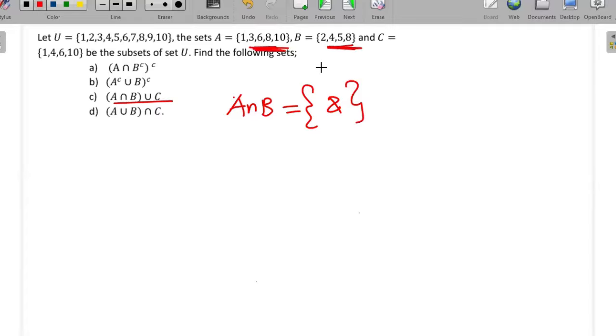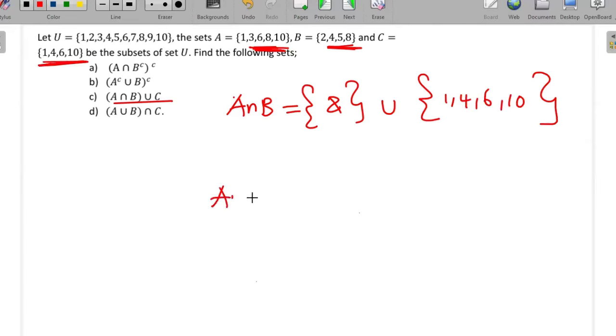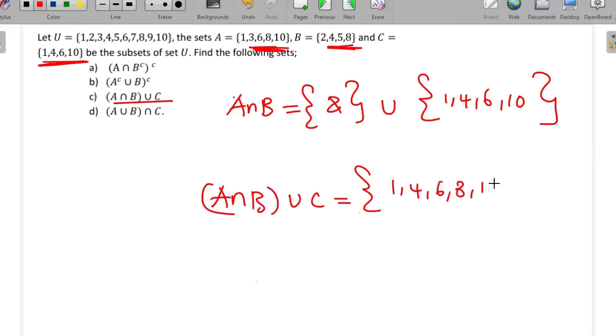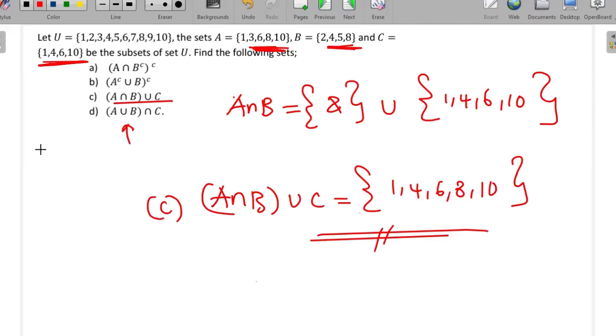It's the one that I can see in set A and also in set B. 8, only 8. And then now this A intersection B, I'm unionizing it with the set C, which contains 1, 4, 6, and then 10. So this is the set C there. We said union, we're just getting everything and putting them together, making sure that nothing is repeated. So if I put this and this together, I'm going to have 1, 4, 6, 8, and then 10. So that's the answer there on part C. For part D, you can try it out.